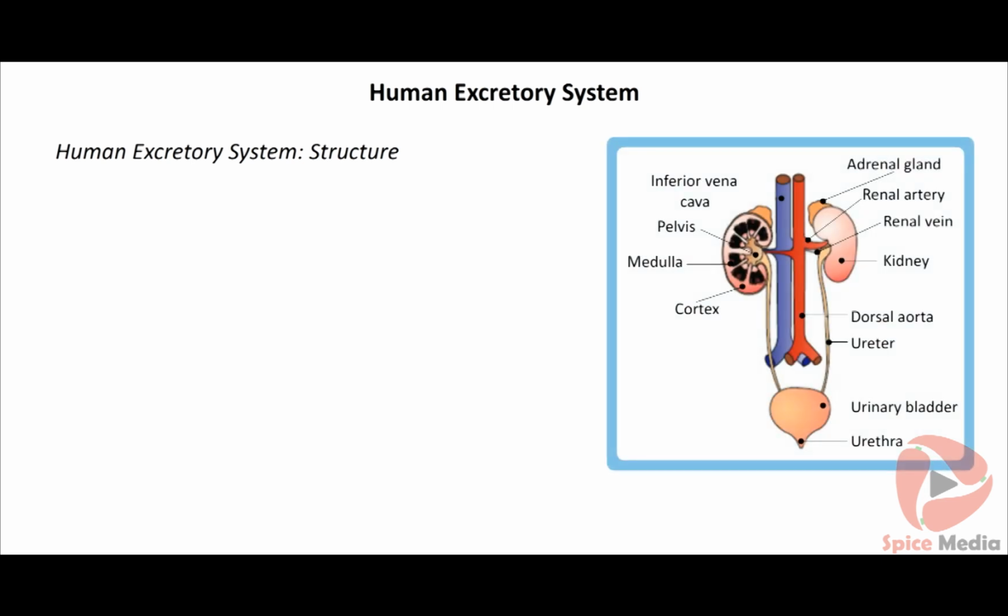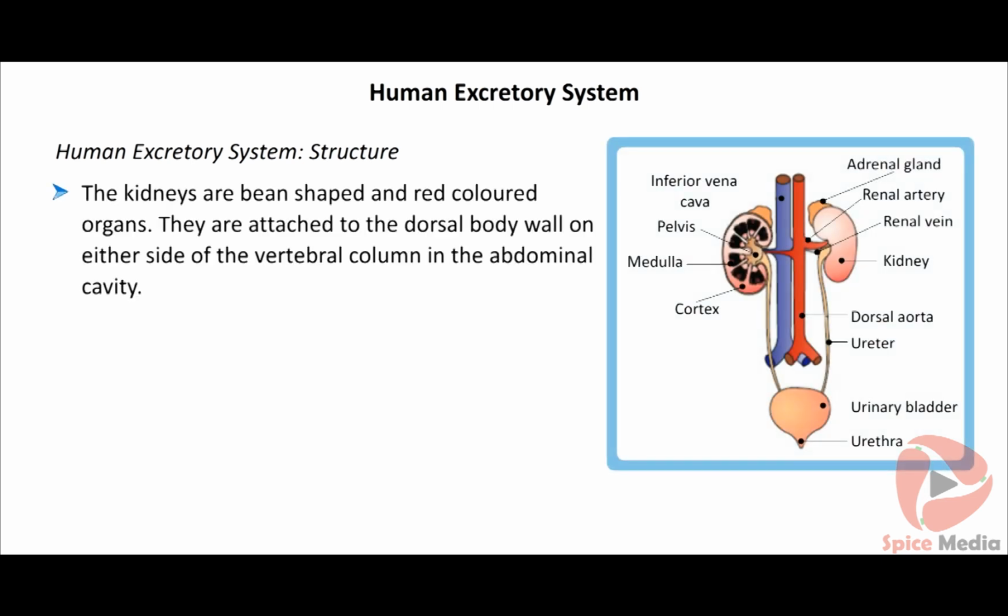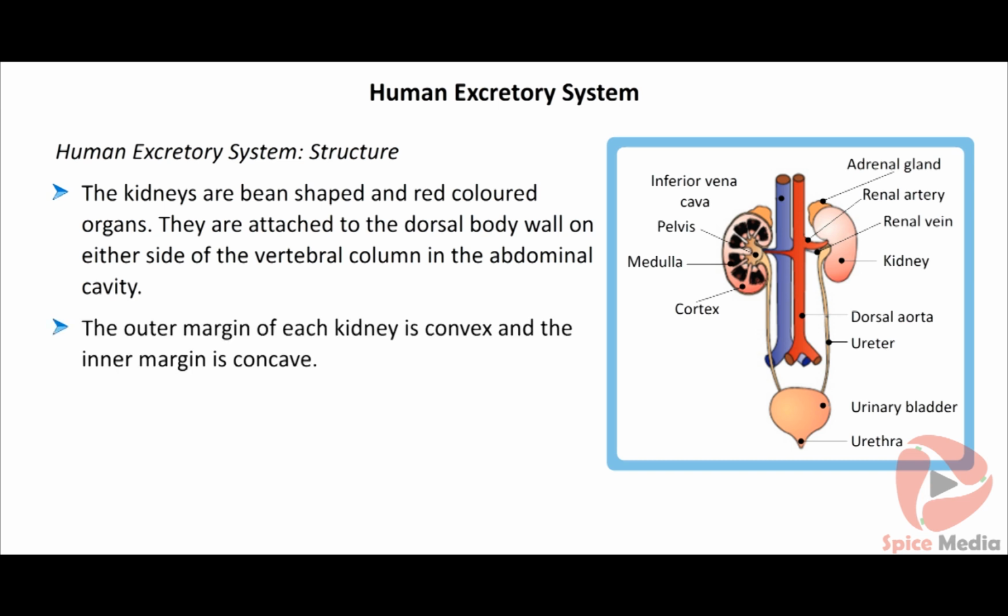Human excretory system. Structure of the human excretory system. The kidneys are bean-shaped and red-colored organs. They are attached to the dorsal body wall on either side of the vertebral column in the abdominal cavity. The outer margin of each kidney is convex and the inner margin is concave. There is a notch present on the inner margin.